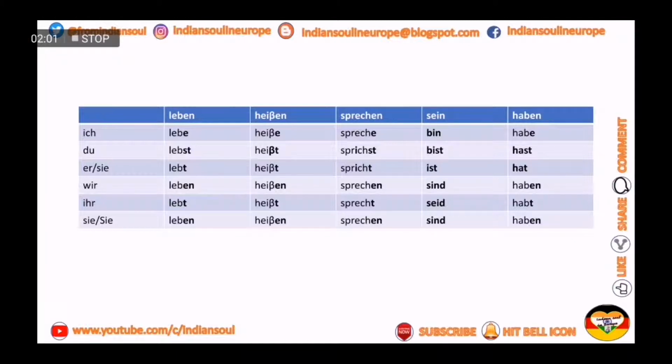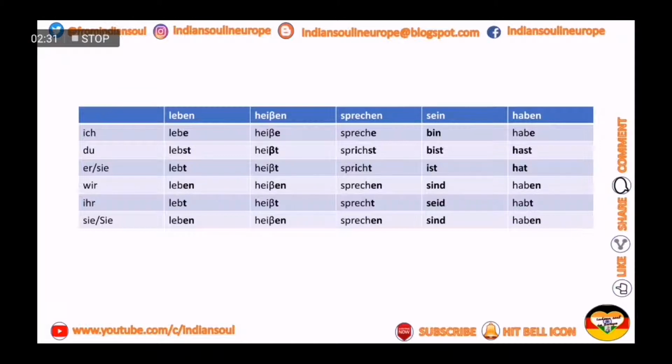Now we will talk about heißen. So it's ich heiße, du heißt, sie es heißt, wir heißen, ihr heißt, sie heißen. So I will tell you that basically it doesn't look irregular to me, and it is a bit silly. Like ß means double S, and if you add triple S, the spelling will look weird.